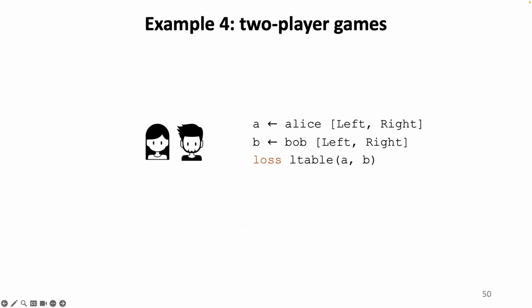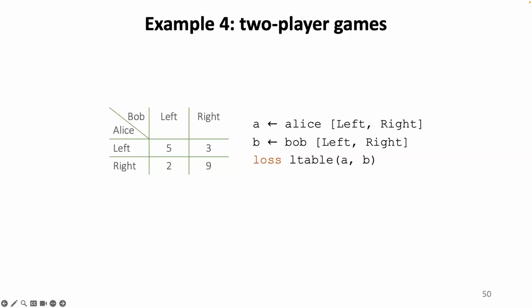So as a final example, we would consider two-player games. It's also another kind of smart handlers we can write. So let's consider Alice and Bob are playing a game, and each of them can make a decision between left and right. Alice performs first, and Bob performs next. And then the loss is just returned by looking up in a loss table. And let's assume this is the loss table we would be using for this example.